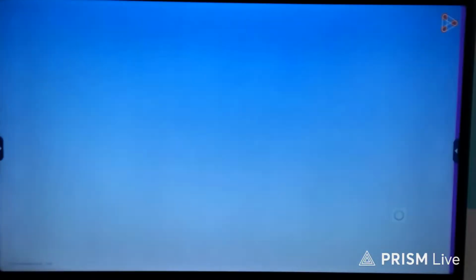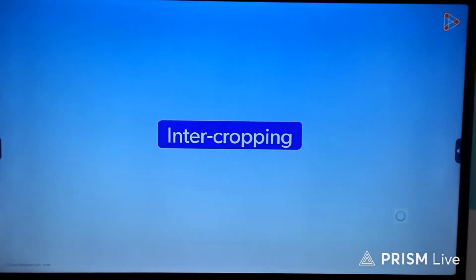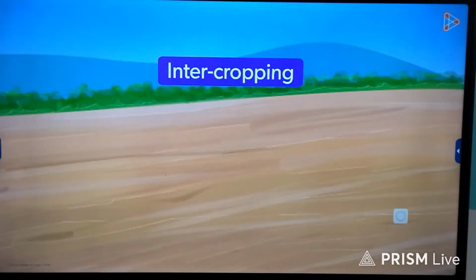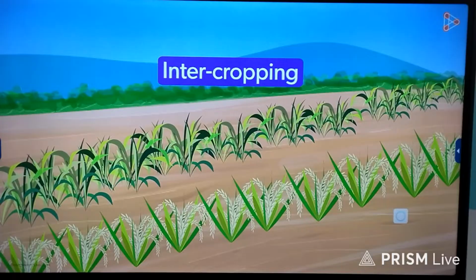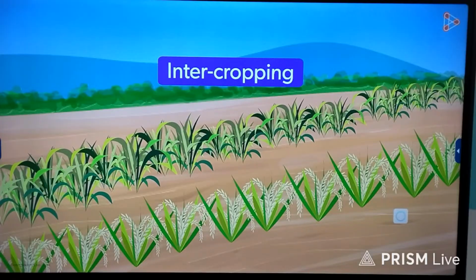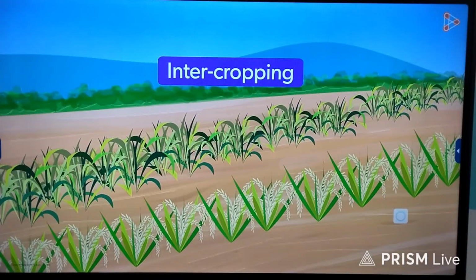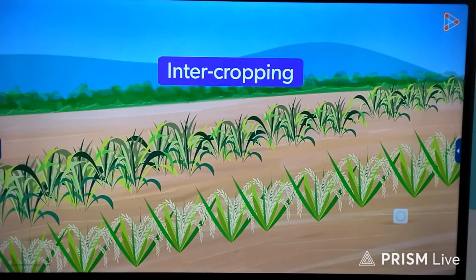The next cropping pattern is called intercropping. Can you take a guess as to how this cropping pattern works? What does the prefix inter mean? In simple words, it means in between. But what does it mean when it comes to the pattern of planting crops? When crops are planted in alternate rows in the same field, we call this technique intercropping. Once again, care is taken to ensure that the requirements of the two crops are different.